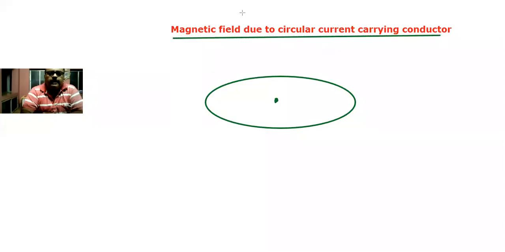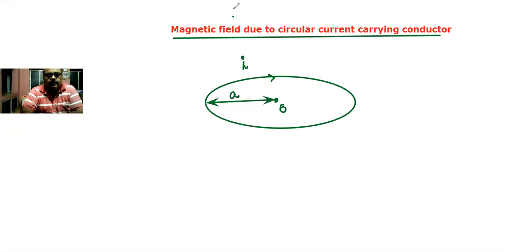So today we'll be finding out the magnetic field due to a circular current carrying conductor at the center of the coil. So at O, we try to find that. This is the current carrying conductor and this is the current flowing through, this is I. And the radius of the conductor, I take it as a.